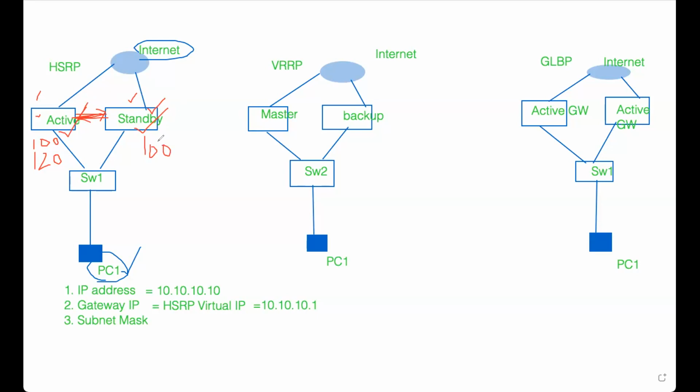They exchange the priorities between them, and they both send the HSRP virtual IP address resolved to the active router's MAC address to switch 1. So to go to the gateway, switch 1 will always point to the active device's MAC address. It will not choose the standby MAC address, because as you know, a switch does not care about IPs, only MAC addresses. So for PC1, the destination IP will be 10.10.10.1, but that will be resolved into which MAC address? The router 1, the active router's MAC address.